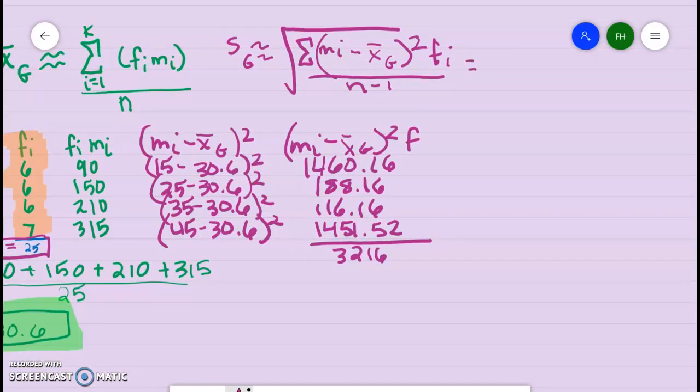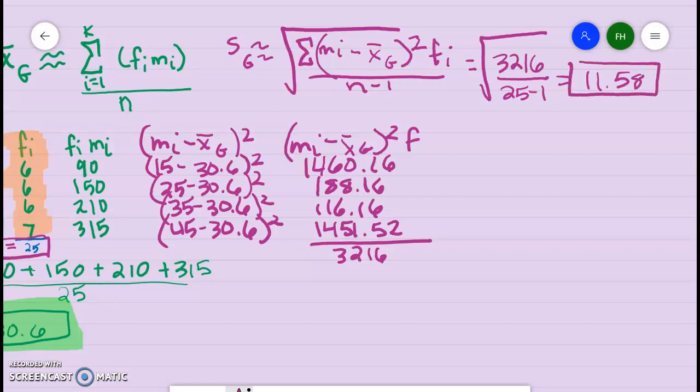So the standard deviation is going to equal the square root of 3216 over 25 minus 1, which is 24. When you divide 3216 by 24, you get 134. Then take the square root of 134 and you're going to get 11.58 for your answer. And that is how you find the standard deviation for your group data.